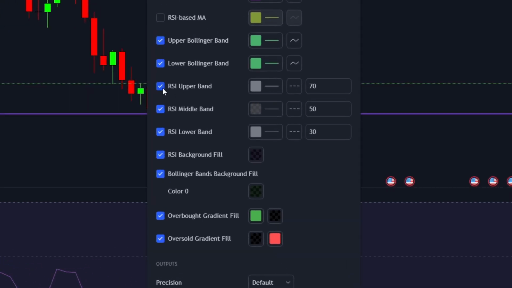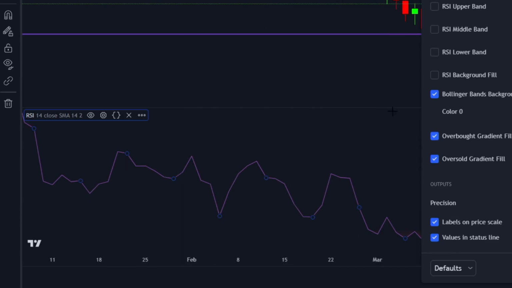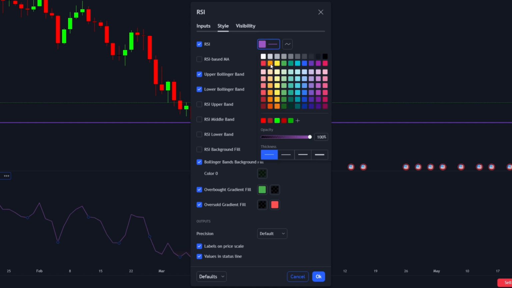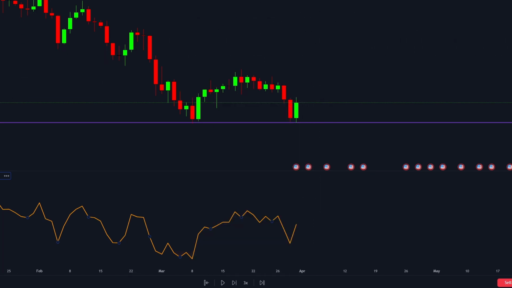What we also can do, but you don't have to, to make the RSI even cleaner, is uncheck the RSI upper band, the middle band, and the lower band, and you can also uncheck the background fill. So now, as you can see down on the RSI, we only have a line. For me personally, I also prefer to have the RSI orange instead of purple. This is of course optional, and I make the RSI a bit larger as well to make it very clear. Now when we are ready, we press the X right here, and as we can see, we have a very clean looking RSI indicator.